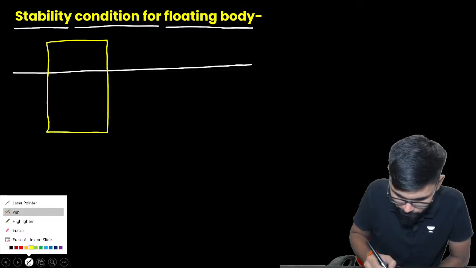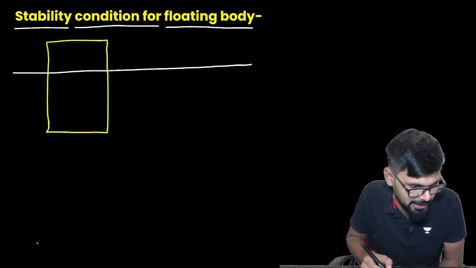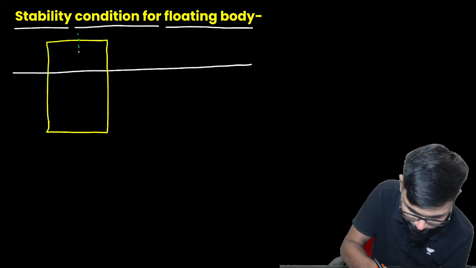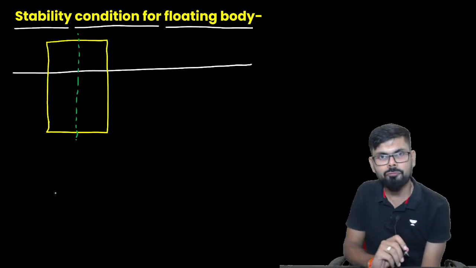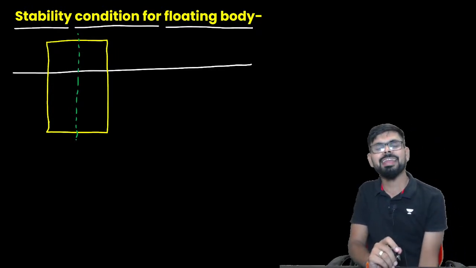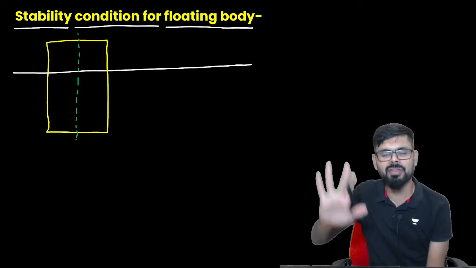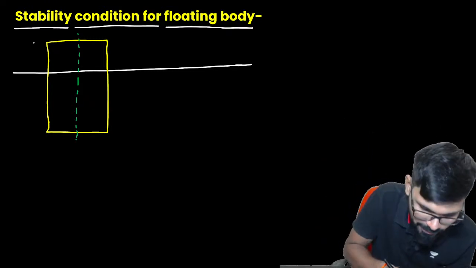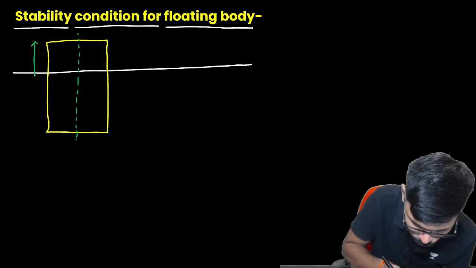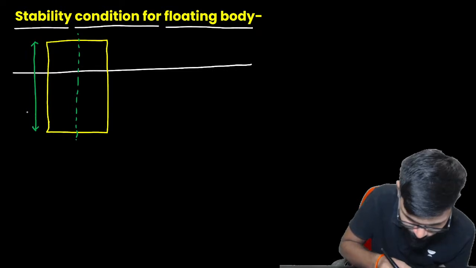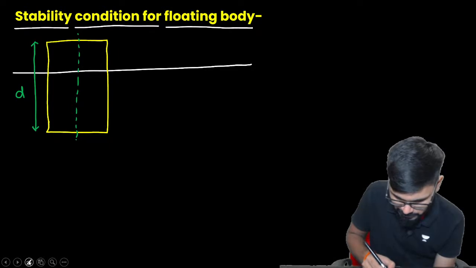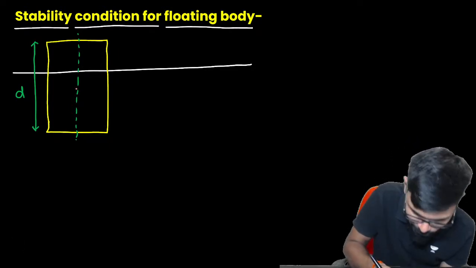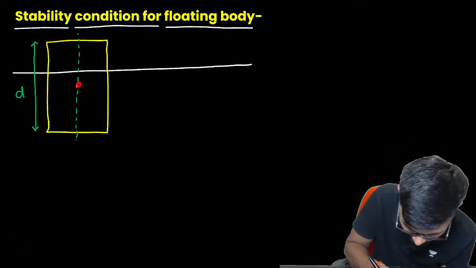Right. Now in this body, please listen carefully. Where is the center of gravity going to be? Let's assume that the individual density is the same. So what will happen? This is, let's say, D. So the center of gravity will come at D by 2. D by 2 will be somewhere here, right?